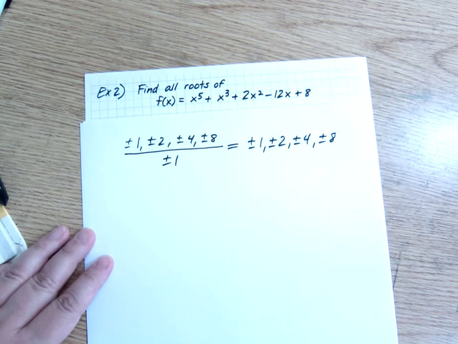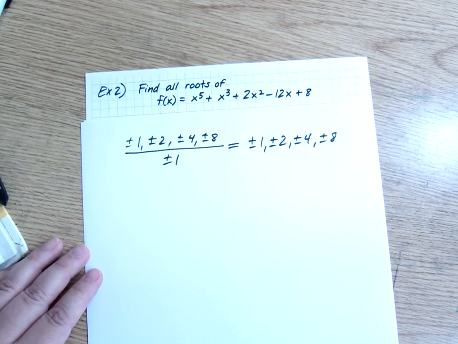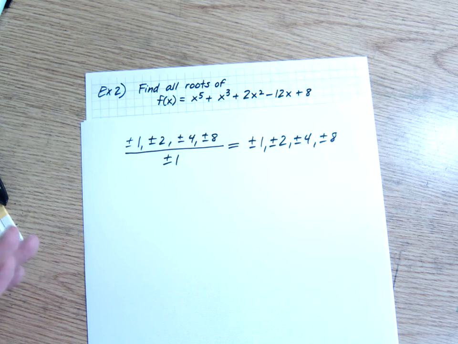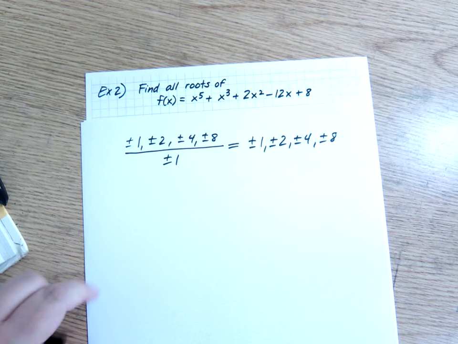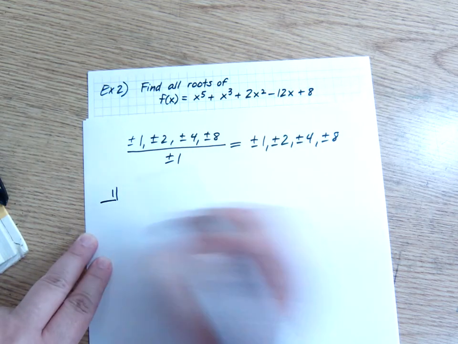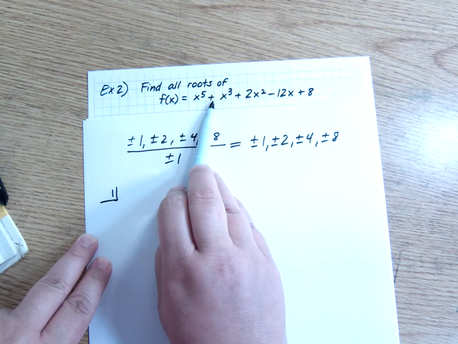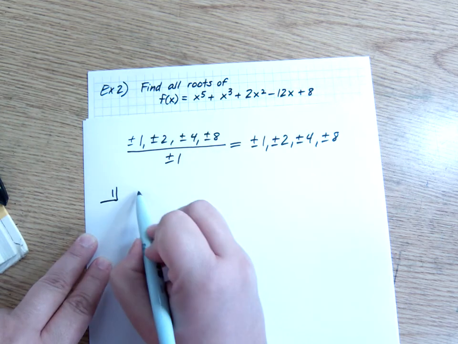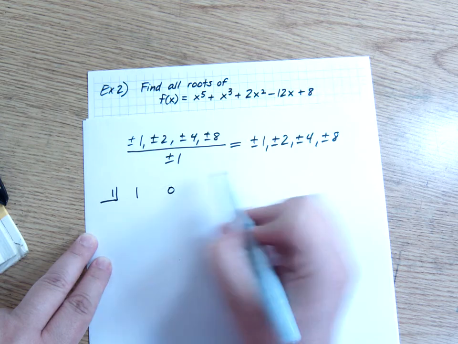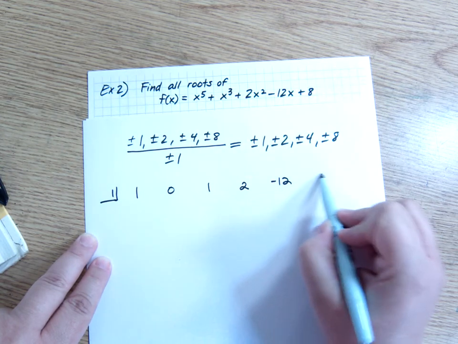So there are 8 possibilities. 8 seems like a lot when you think about having to try them all. Like, what if it takes me all 8 tries to get the right one? But it's not a lot when you think of how many there were before we did the rational root theorem. Infinitely many possibilities. Okay, so we're going to use 1. I believe we used 1 in class. Remember that because there's no x to the 4th term, I do have to put a 0 in for that. So 1x to the 5th, 0x to the 4th, 1x cubed, 2x squared, negative 12x, and 8.